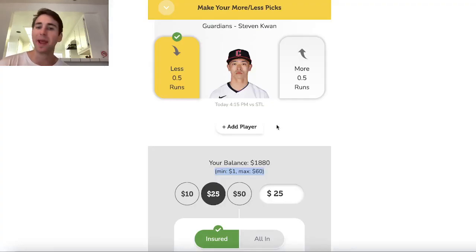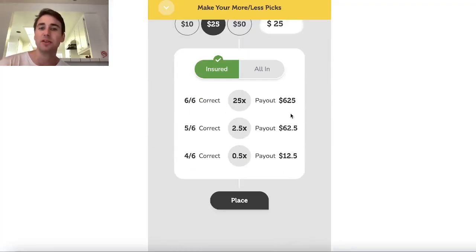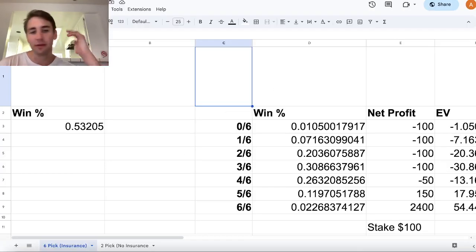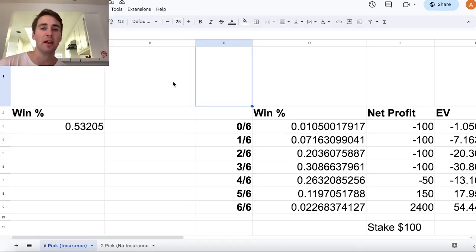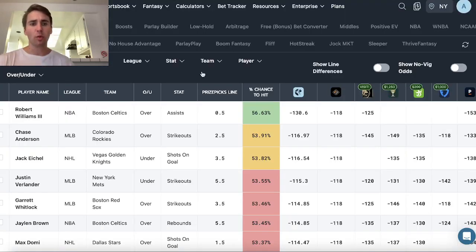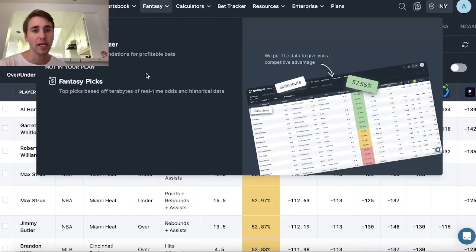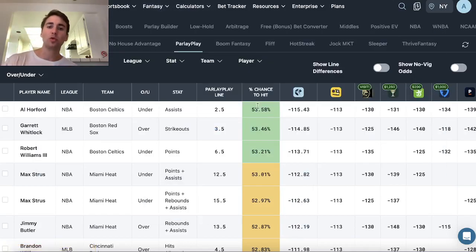Parlay Play is a fixed payout platform. Any 6 picks you select, this is the payout you're getting. If you can win above 53.2% of your prop bets, you're going to make money. If you win 51% of your prop bets, losing 49%, you're going to lose money on this platform. That's what it all boils down to. So what this Fantasy Optimizer does is it quite simply shows you the player props winning above 53.2% of the time. Right? Nothing complicated.